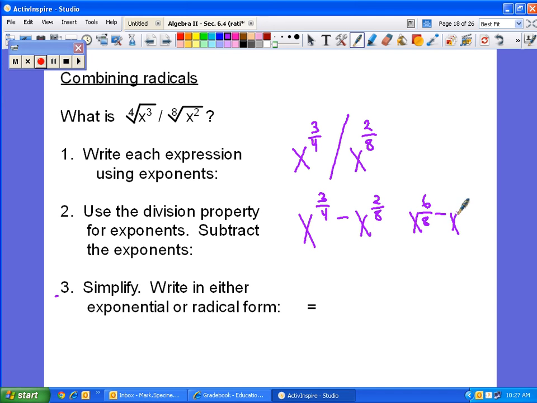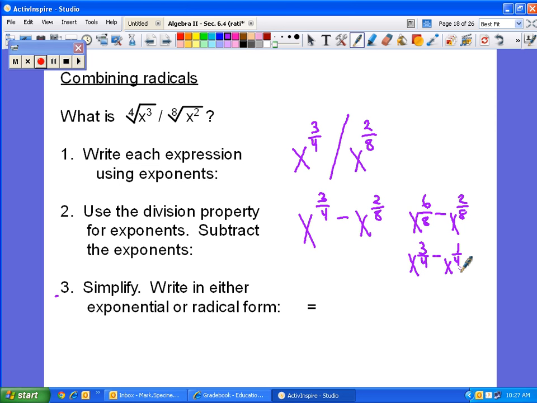minus x to the 2 over 8. Is there anybody who would have done this differently? What else might you have done instead of turning the fourths into eighths? I would have done one fourth. Yeah, me too. So you would turn 2/8 into 1/4. That would be the other thing you could do. You get x to the 3/4 minus x to the 1/4. Because you're going to have to simplify the 8 anyway. It's either simplified up front or simplified at the end. So either way is fine.